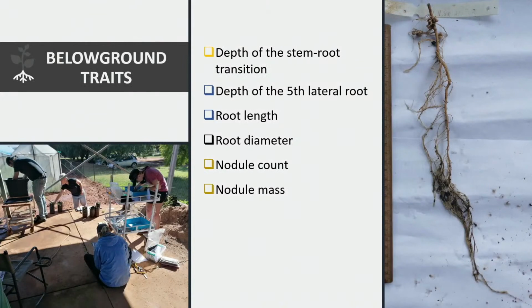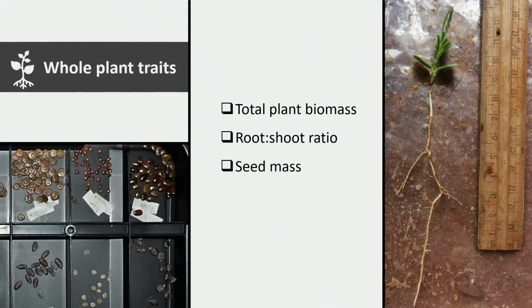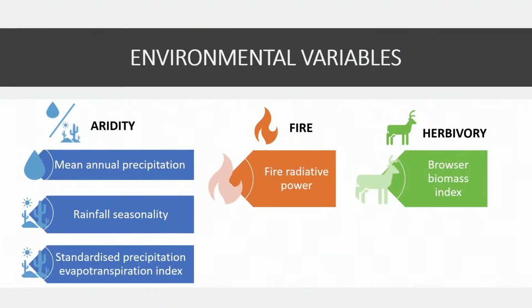We had a bunch of below ground traits too. We had the depth of the stem root transition, all of those were below ground, the depth of the 5th lateral root as a measure of root architecture, root length and root diameter, and then we also counted and weighed the nodules. And then finally we had some whole plant traits. These included total plant biomass, the root shoot ratio to assess the relative contribution to above and below ground traits, and seed mass.